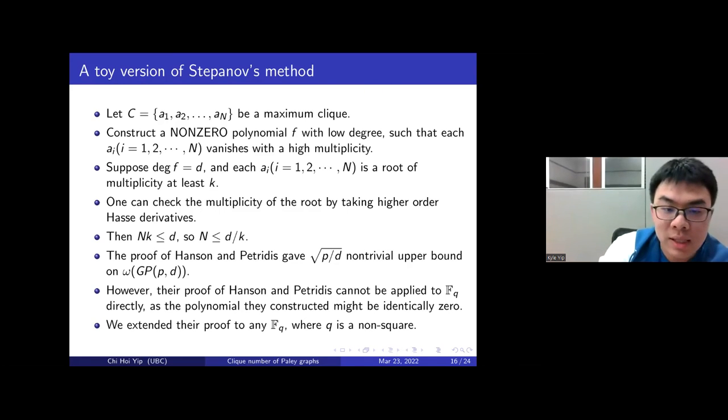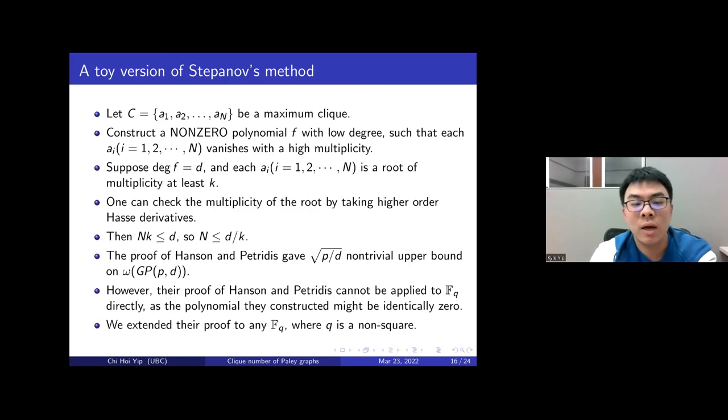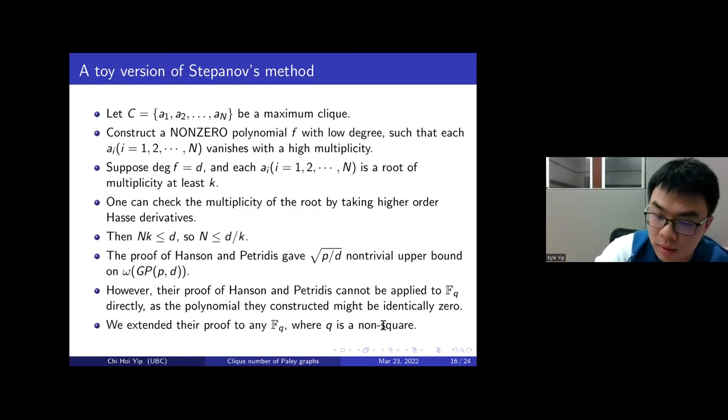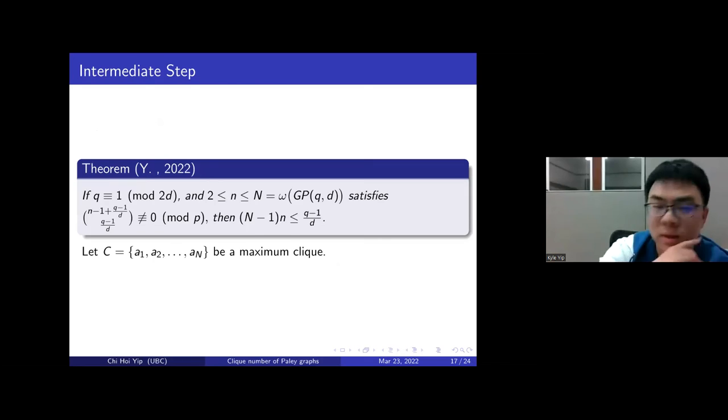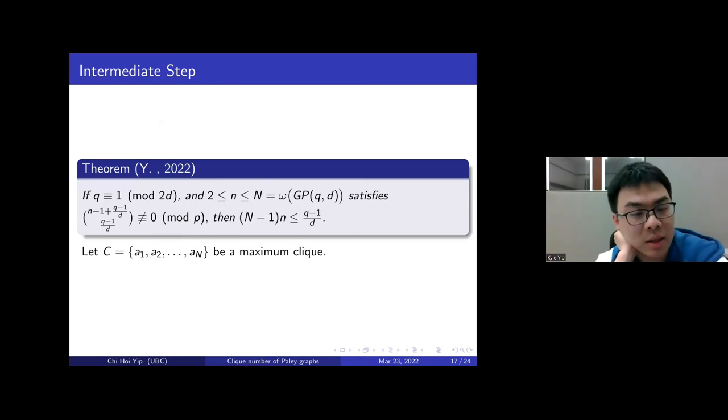Okay, so as I said before, we have to worry about whether our construction gives a zero polynomial or a non-zero polynomial. I will talk about this result, which is a generalization of the result by Hansen and Pajadis. This serves as an intermediate step to get an upper bound on the clique number.